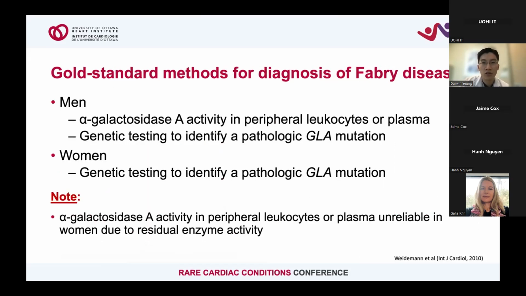After having the suspicion of Fabry disease, the gold standard methods for diagnosis include an alpha-galactosidase A level in male patients. This cannot really be used for female patients due to residual enzyme activity. And confirmation can be performed for both male and female patients with genetic testing, identifying a pathogenic variant in the GLA gene.